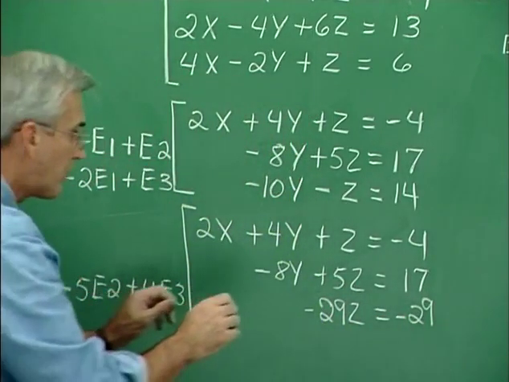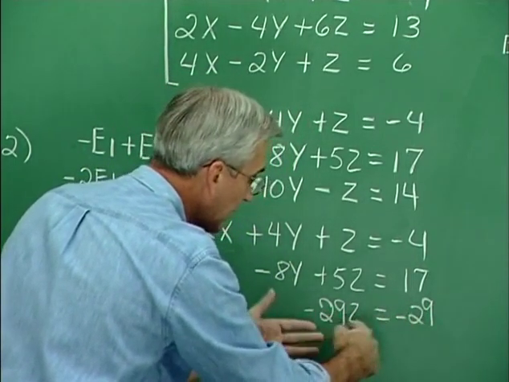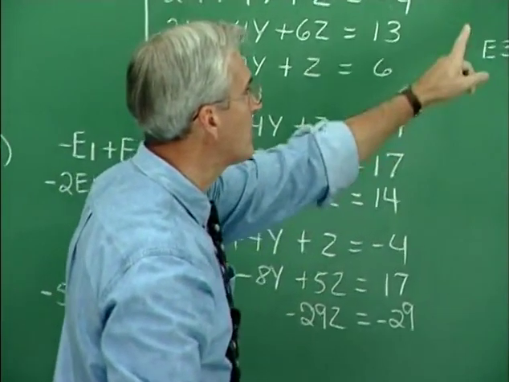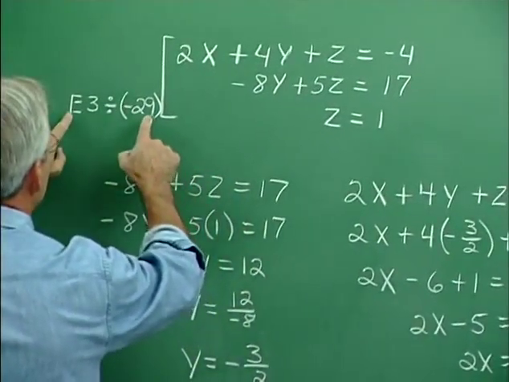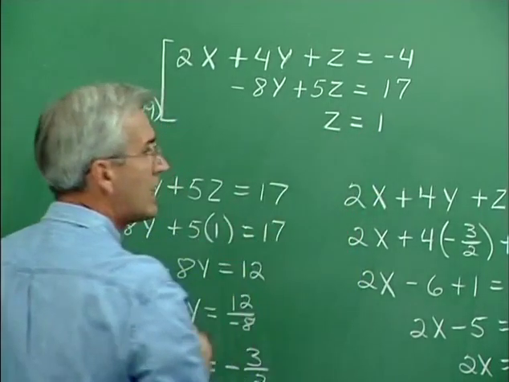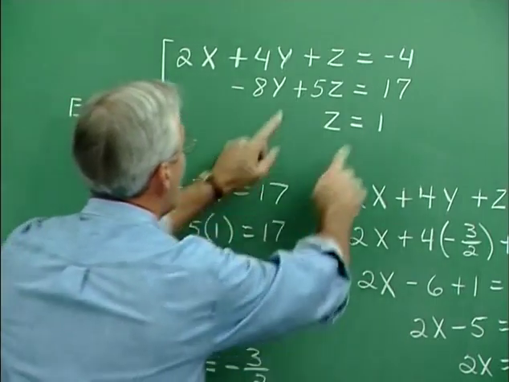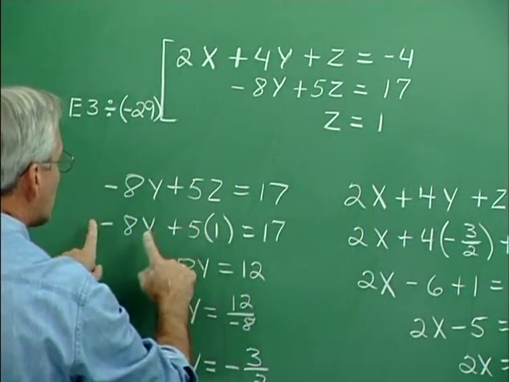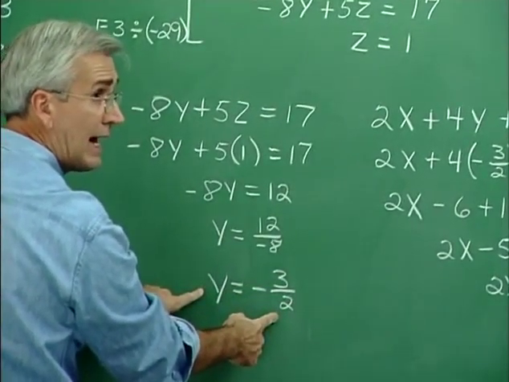All right. Now, it's pretty easy to write this as z equals 1 when we divide on both sides by negative 29. I've done that up here. I've just repeated the first two equations, and I have indicated that I'm taking equation 3 and dividing by negative 29 to give me z equals 1. Now the back substitution process is pretty easy. If we know that z is 1, then we can take this equation and replace z with 1 and solve for y. We find y to be 12 over negative 8, or negative 3/2.